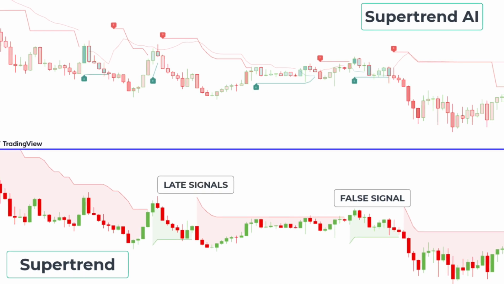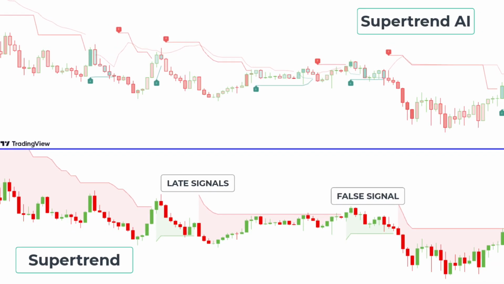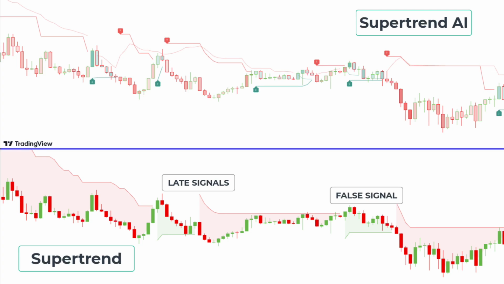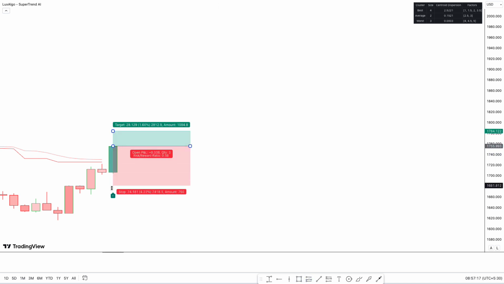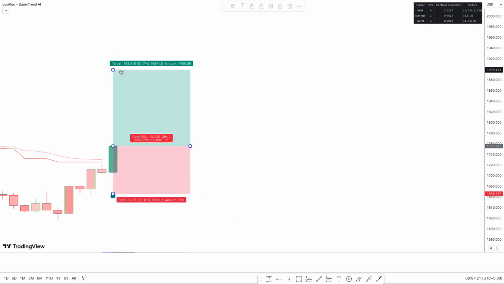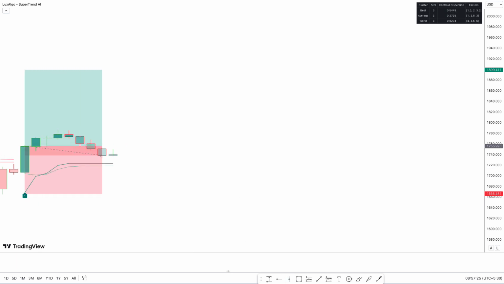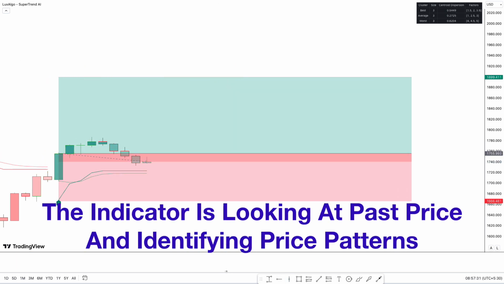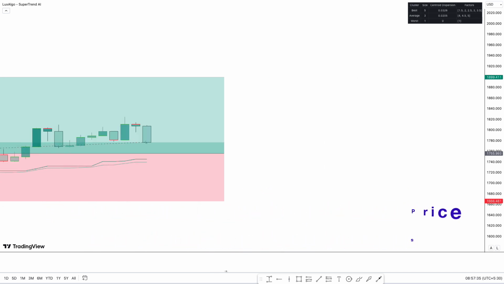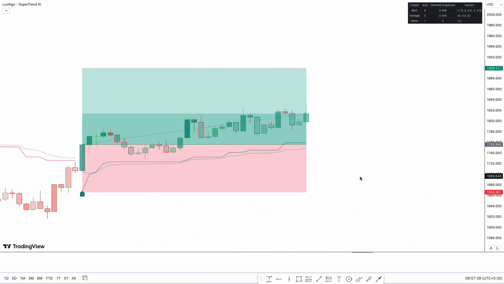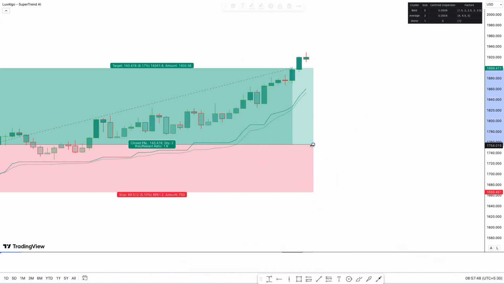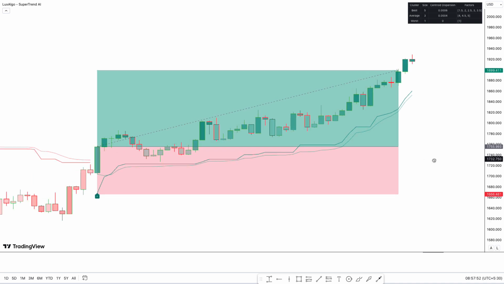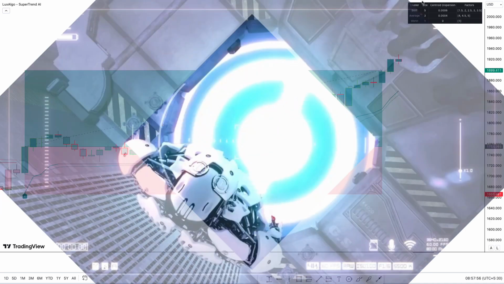trends. This indicator uses artificial intelligence to determine how likely the market is to change direction. These numbers determine the probability of the trade being correct. A simple way to think about how this works is that the higher the price at the entry point, the greater the probability. The indicator is looking at past price and identifying price patterns, rate of change, anomalies, along with other factors in price, then assigning a vote to each, grouping them, and then based on how similar the current movement is, deciding how likely it is that price will do the same thing again.